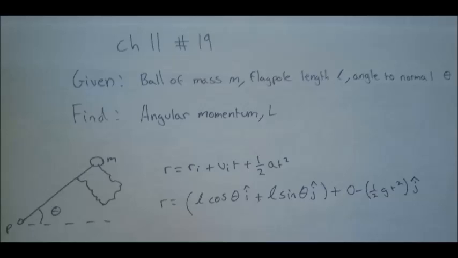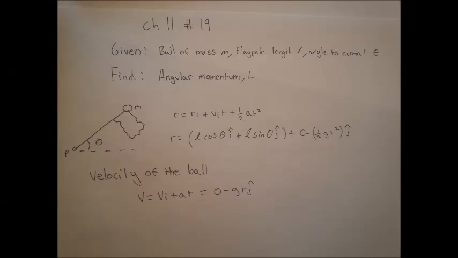So the velocity of the ball is defined as the velocity vector equals the initial velocity vector plus the acceleration vector times time, which equals 0 minus g, gravity, times time as the j vector.